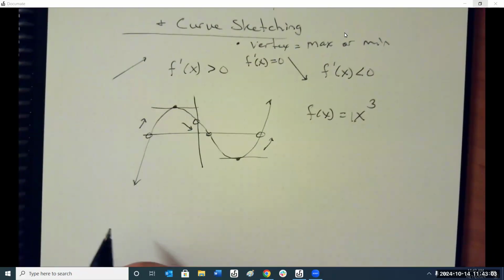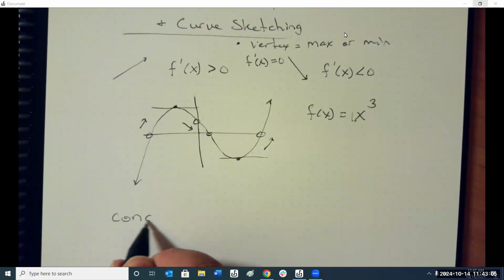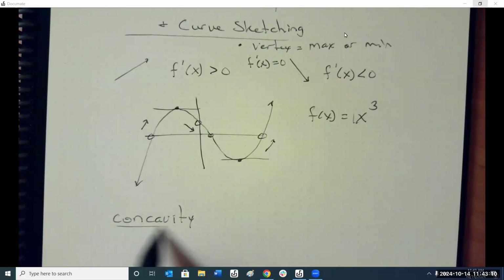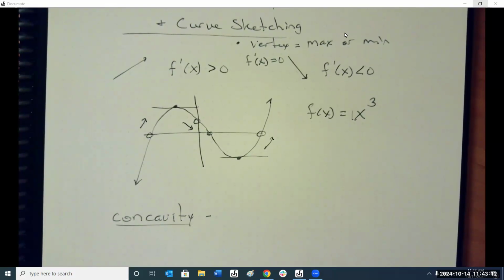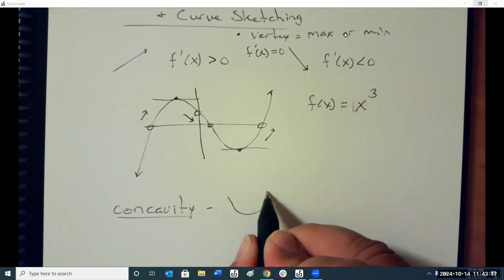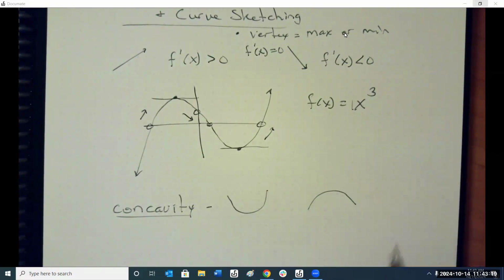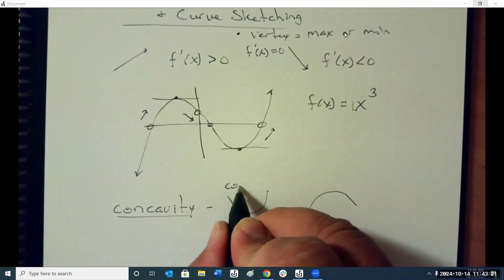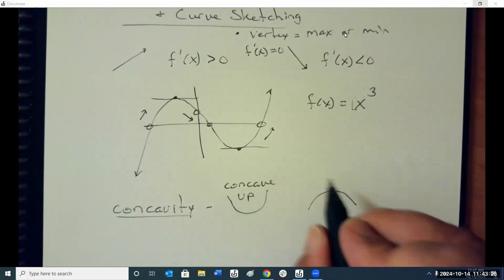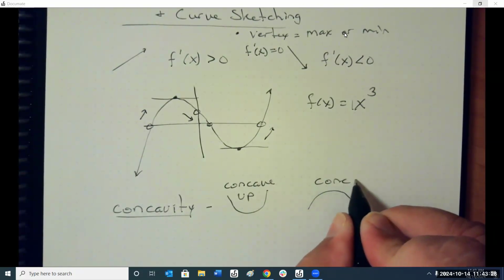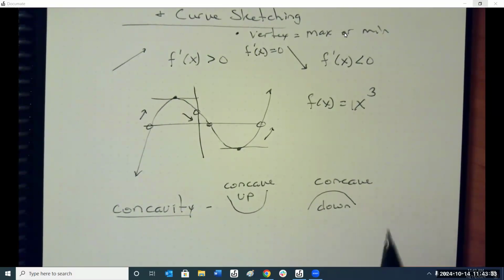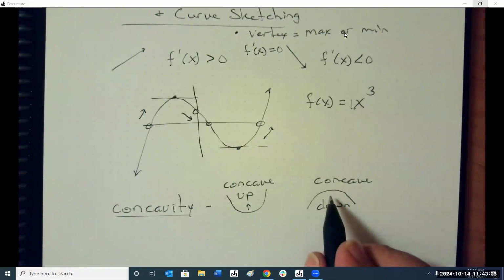This is what's called concavity. The shape of the curve. It's either like this or like this. This is concave up. This is concave down. So it opens up, it drops down.